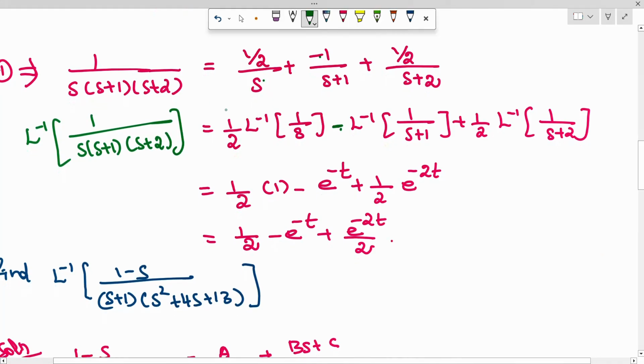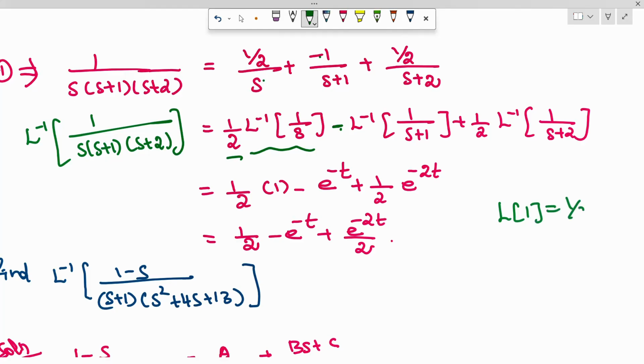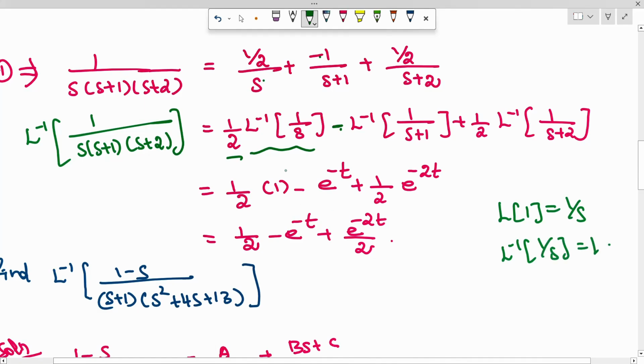Now we are going to apply the L inverse formula here. 1 by 2 into L inverse of 1 by s. We know that in Laplace transform, L of 1 is 1 by s. From this we can write L inverse of 1 by s is equal to 1. Okay, L inverse of 1 by s is 1.